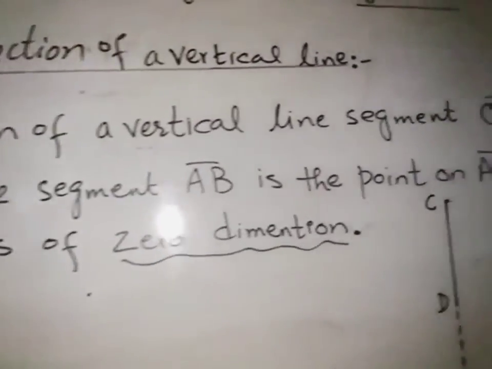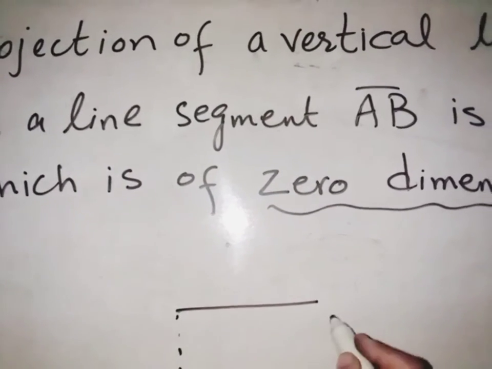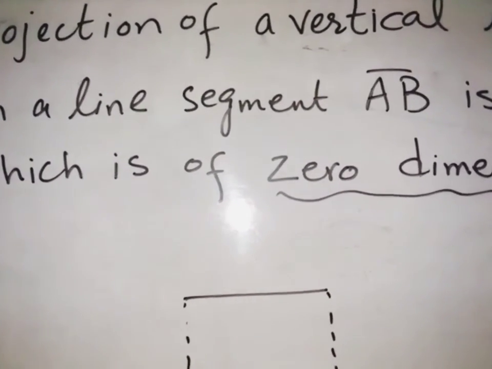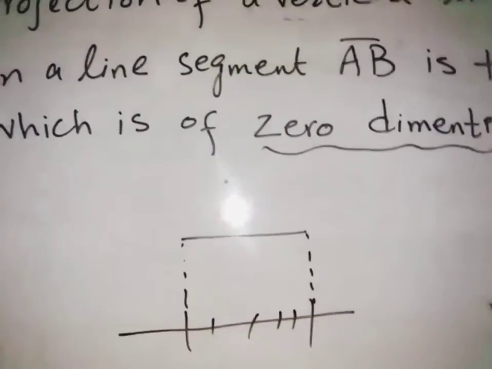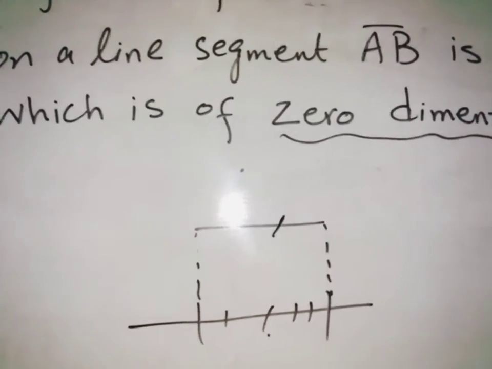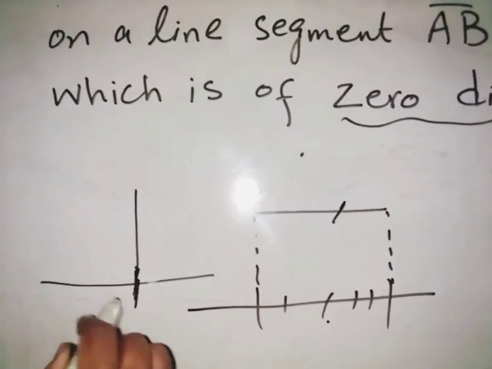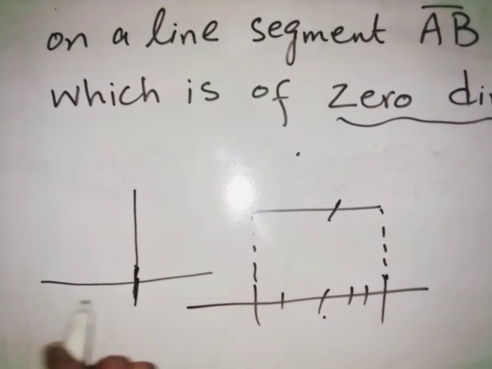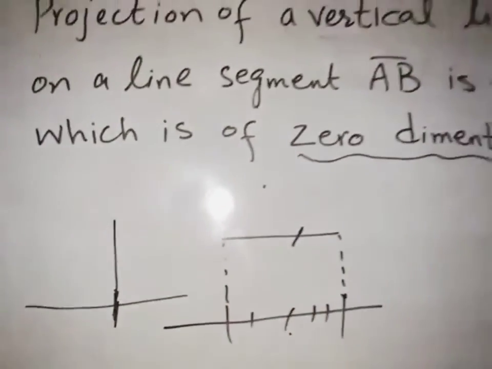Okay, if the line is horizontal, it shows a projection on the line. This portion is known as the projection of the horizontal line, but a vertical line has no shadow on the other line like this, so it is known as zero dimension.